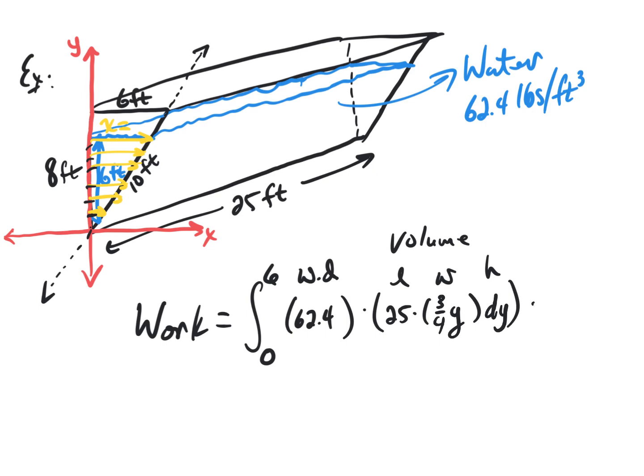And finally, the last thing that we integrate is the distance that every one of those layers has to travel to exit the tank. So the minimum distance that every layer has to travel to get out of the tank is up to 8 feet. It's got to get to the 8-foot mark. So it's the top of the tank minus the value of y. Okay? And there's the complete setup in calculating work. All right, so just let you take a look at that.